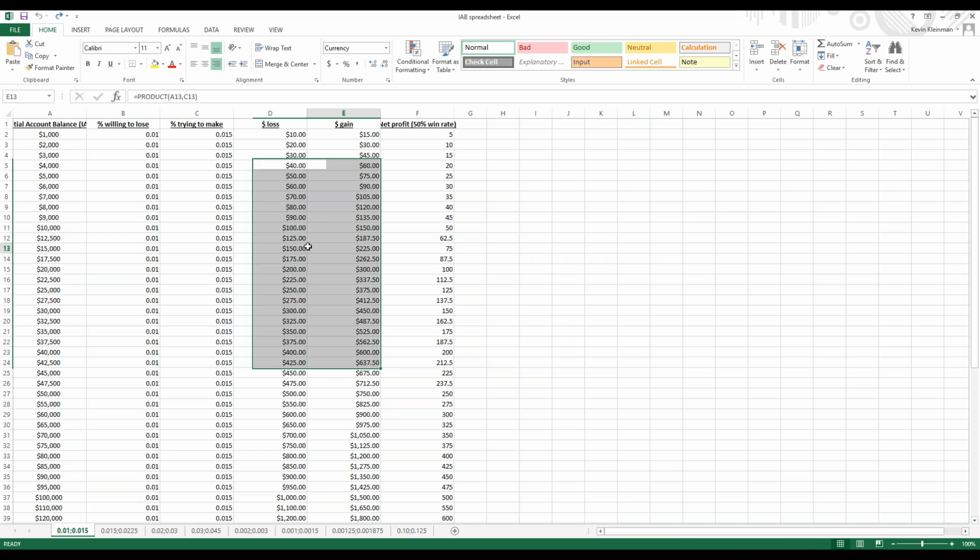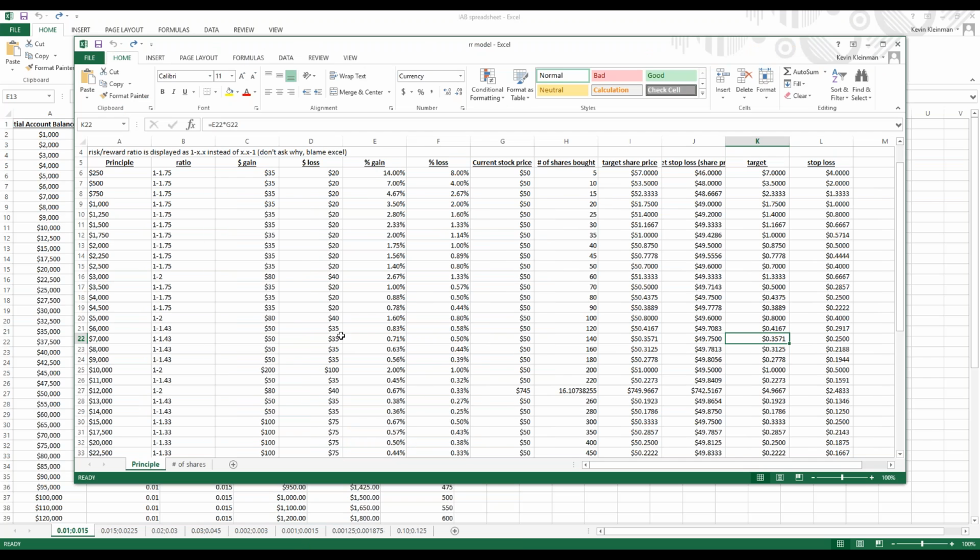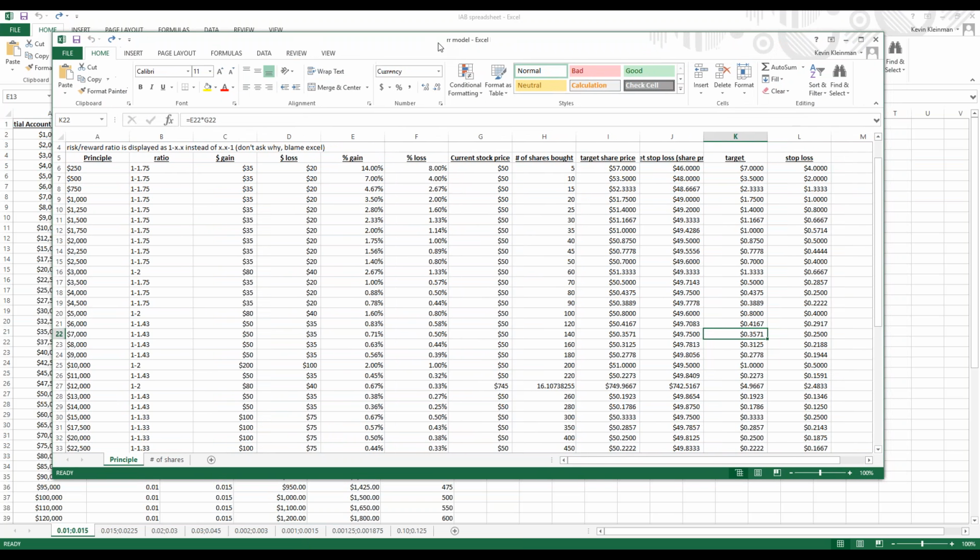So now you take this and use my second spreadsheet, which is a risk to reward modeling spreadsheet. This is very interactive and the more useful of the two. It takes the principal you're putting into a trade, the gain you're trying to make, and the loss you're trying to limit, and spits back the percentages you need. It allows you to type in the current stock price, tells you how many shares you can afford, and tells you what your target share price and target stop loss will be based on the stock price you've typed in.